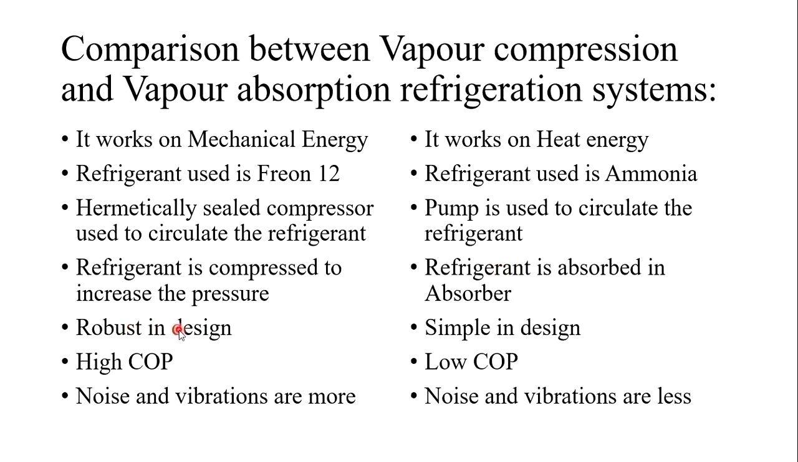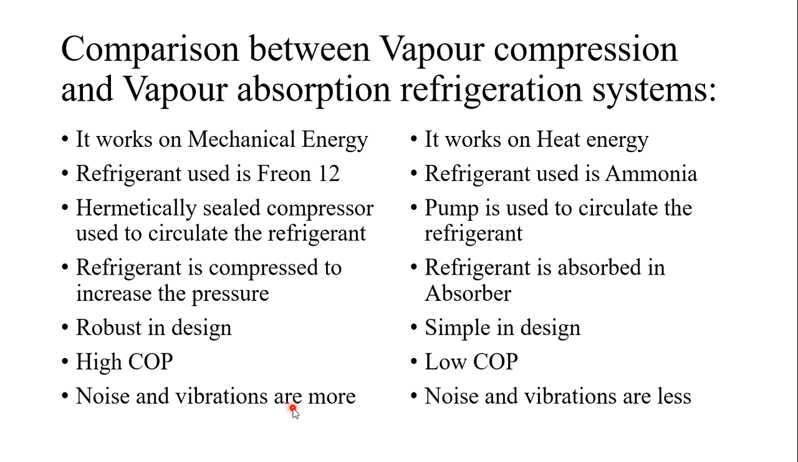Vapor compression type is robust in design. Vapor absorption type is simple in design. Vapor compression will give a high coefficient of performance. Vapor absorption type will give a low coefficient of performance.